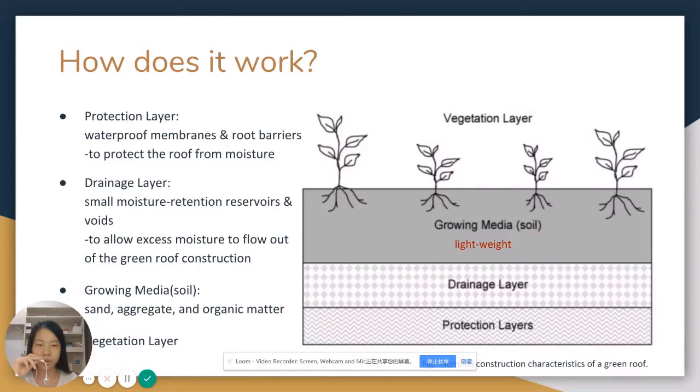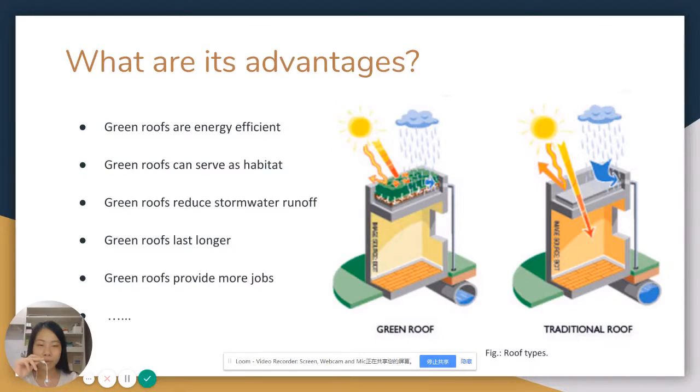Above the drainage layer is the growing media or soil layer, which is typically a lightweight combination of sand, aggregate, and organic matter. And last will be the vegetation layer. Green roofs have many advantages. It can reduce the heat flux through the roof so that less energy for cooling or heating will be needed.